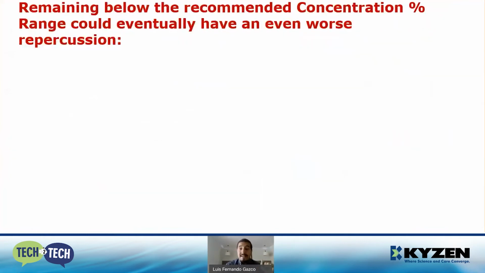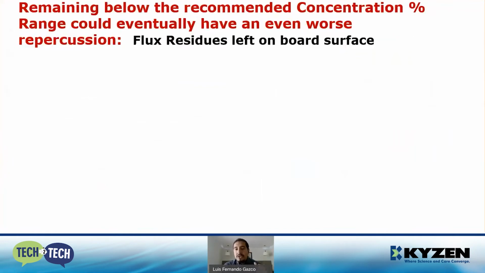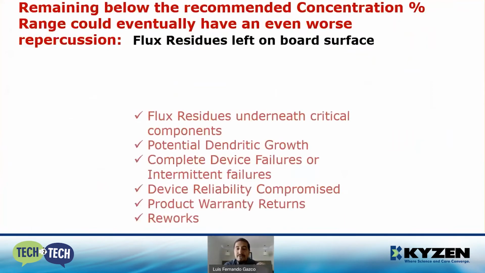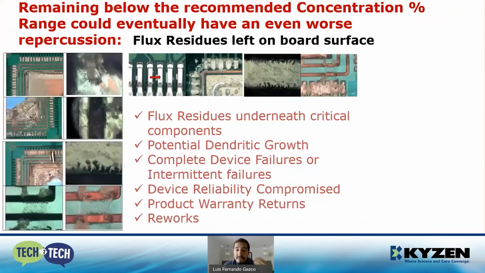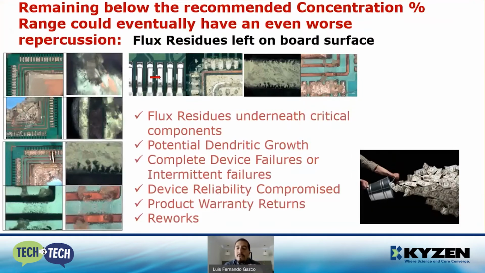On the other side, operating at lower concentrations could be even worse. Lower concentrations mean that the flux residues will not be completely removed. These residues could be left under critical components, and due to their ionic content, they could eventually form dendrites, resulting in intermittent or complete failures of the device due to shorts or current leaks. Reliability will be compromised, and you could face warranty returns or unexpected reworks. This translates into an even more costly process than the previous case mentioned.